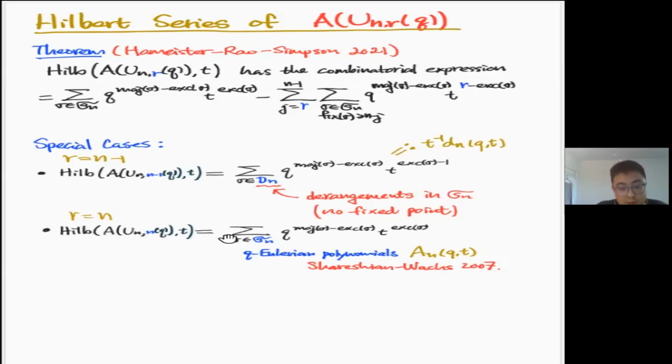So this will just be counting over all the permutations with q to the major minus exceedance and t to the exceedance. And these are the q-Eulerian polynomials studied by Shareshian and Wachs in 2007.